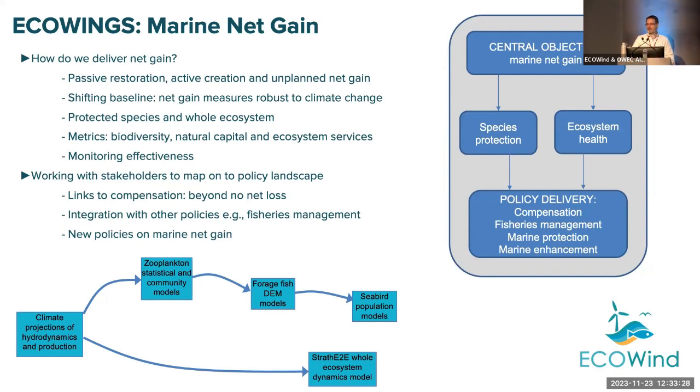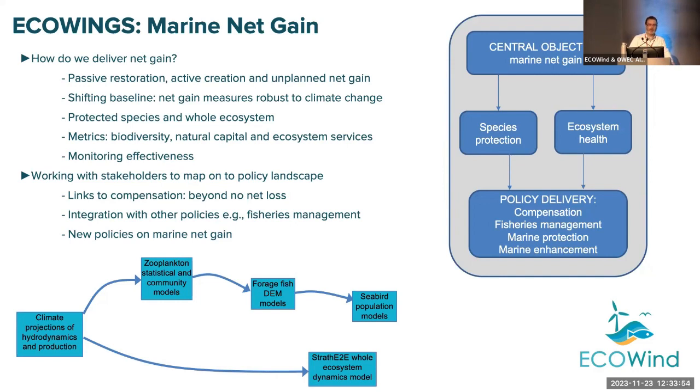But we also need to understand better the policy landscape that you're all working with. We've got the whole question of compensatory measures and the idea of pushing them a little further and going beyond no net loss. That's an obvious example of net gain. But we're acutely aware that you are thinking much more broadly than that.